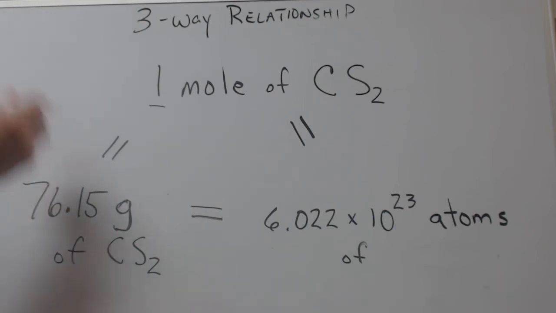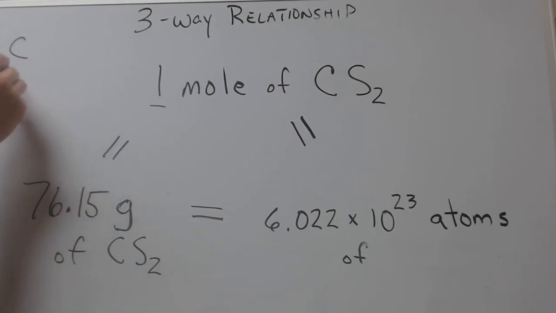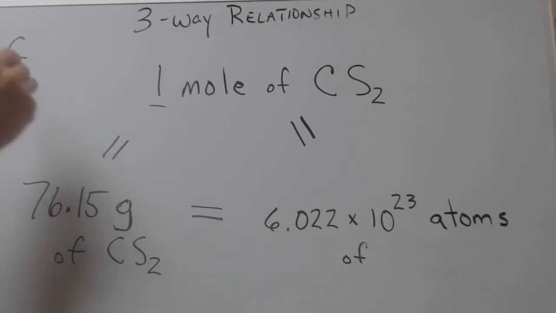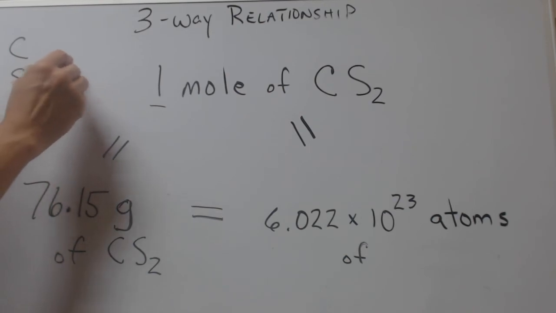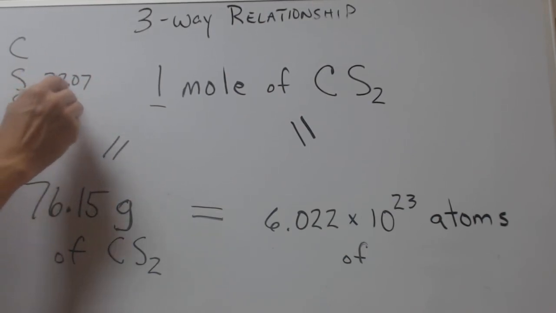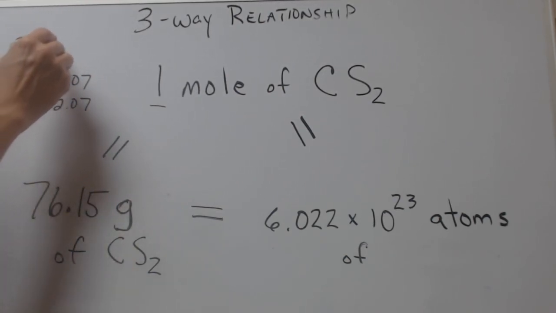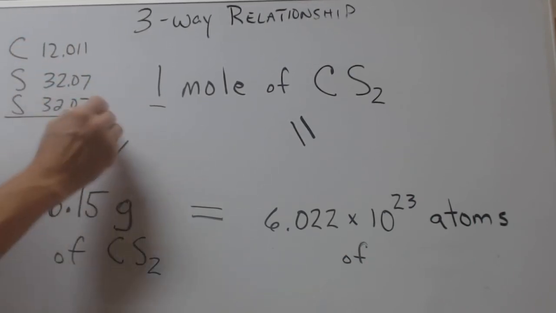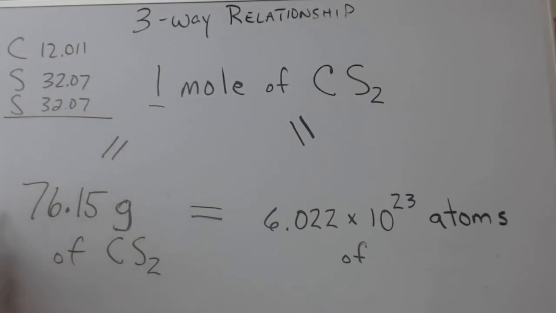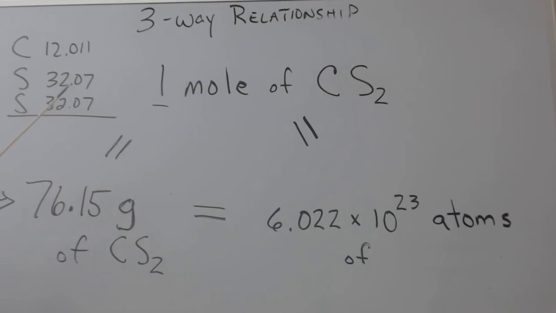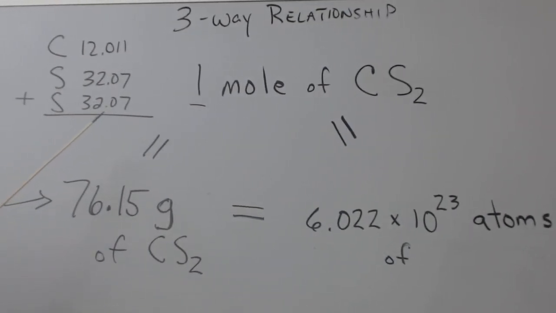Well, basically it's 1 carbon and 2 sulfurs. Okay, so each sulfur atom has a mass of 32.07, and carbon is 12.011. You add those together and you come up with a number of 76.15. Okay, so let me just move the board a little bit over here. So as you can see, this is how we came up with a molecular weight of carbon disulfide.